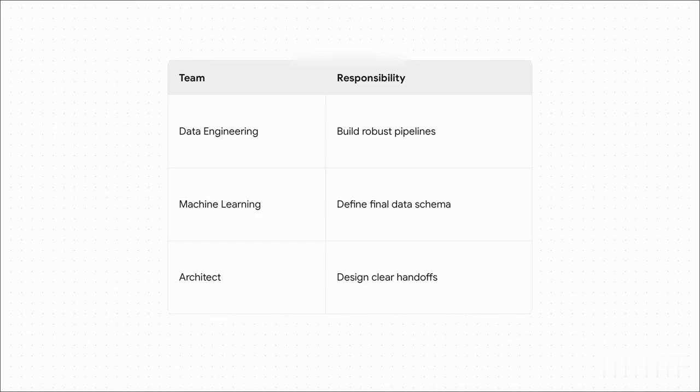But here's where the architecture gets really interesting. It's not just about the tech, it's about the teams. This handoff point is absolutely critical. You see, the data engineering team, they're the ones building that powerful pipeline. But it's the ML team that has to define exactly what that final transformed data needs to look like. A good architect designs a clean, automated interface right here to make sure nothing gets lost in translation.